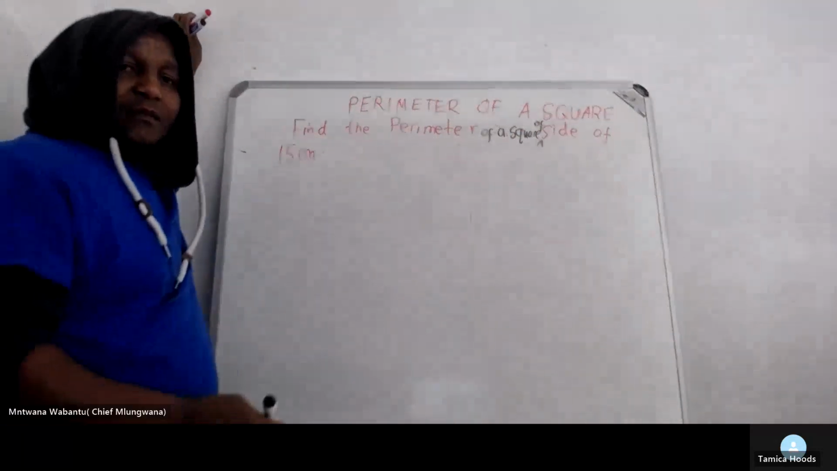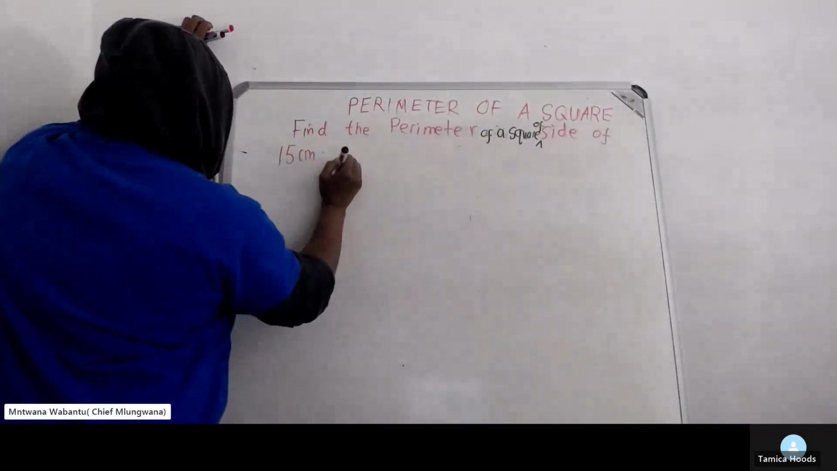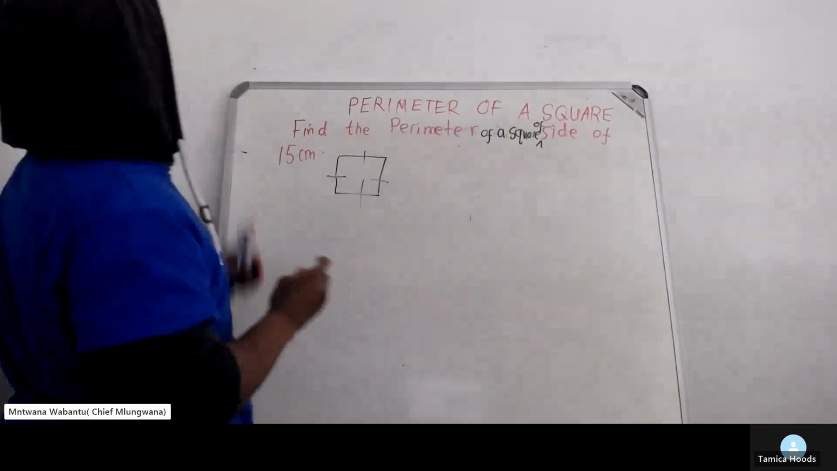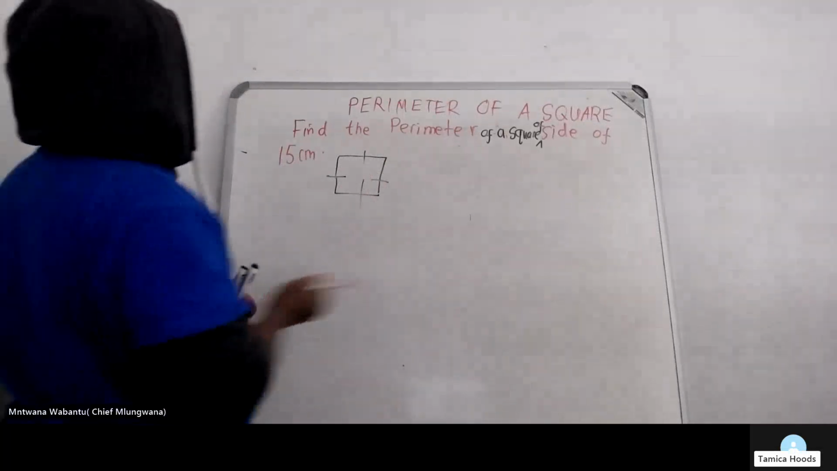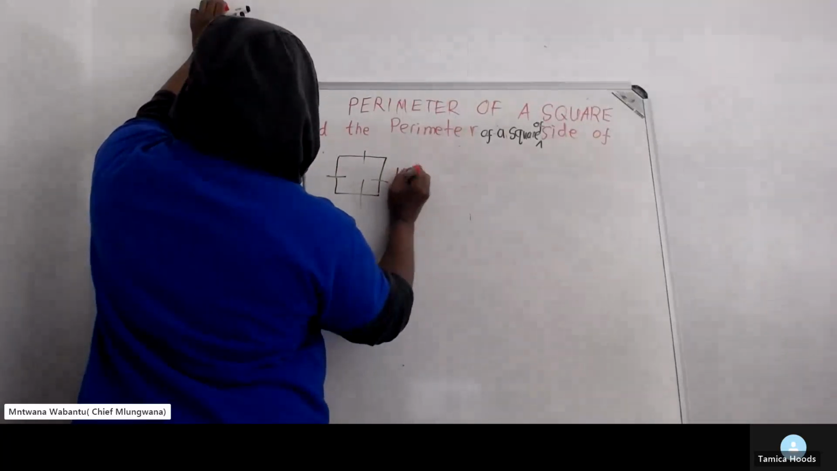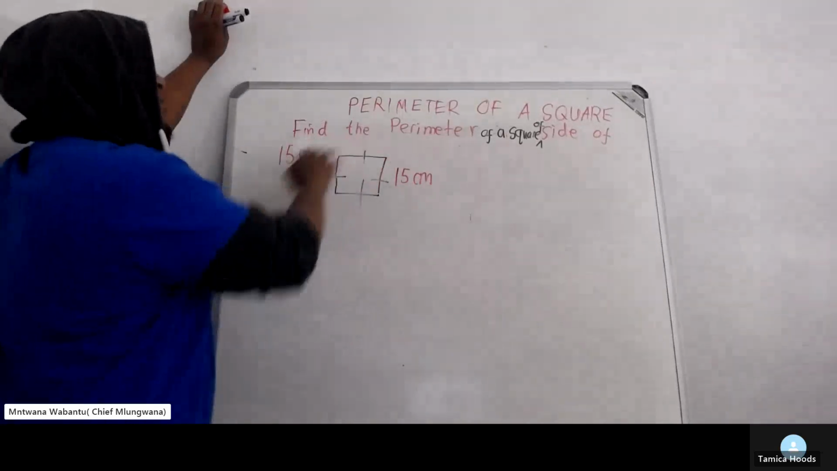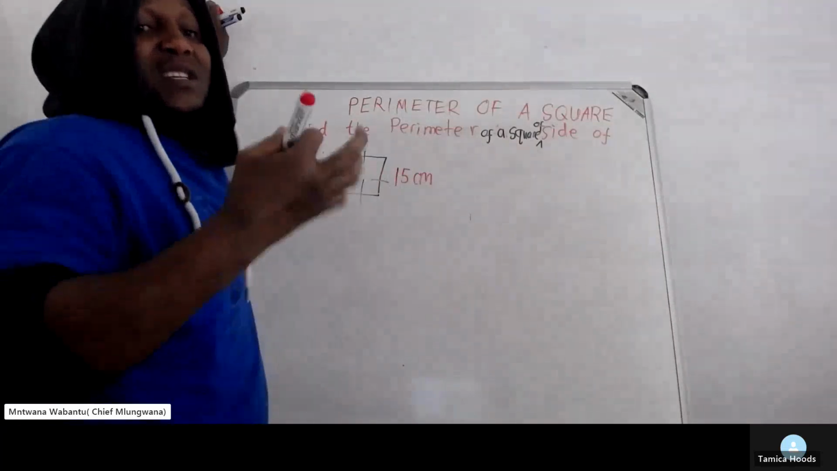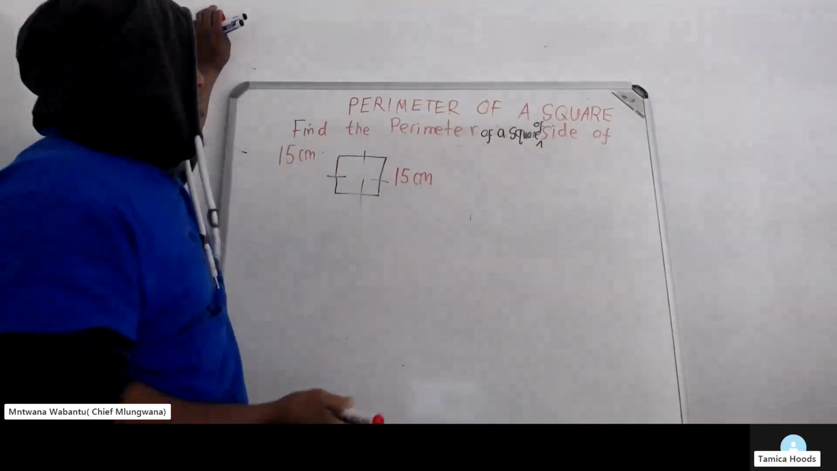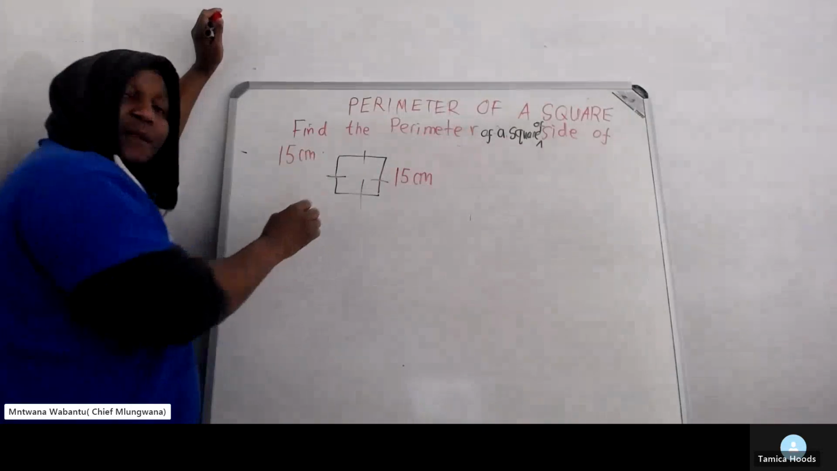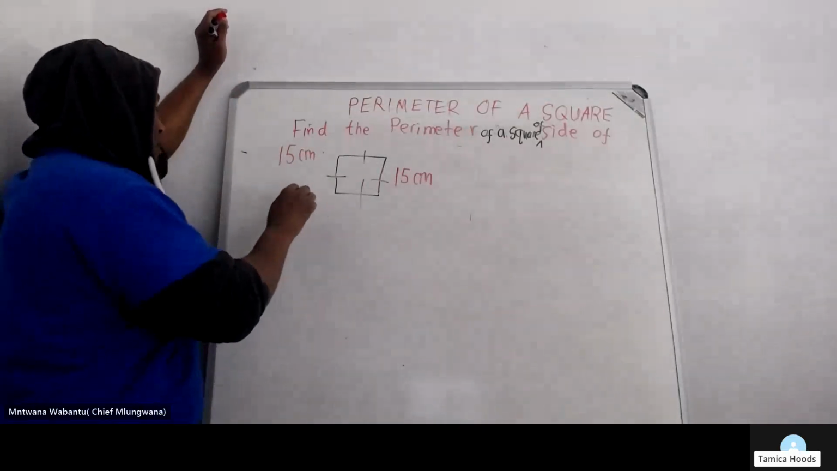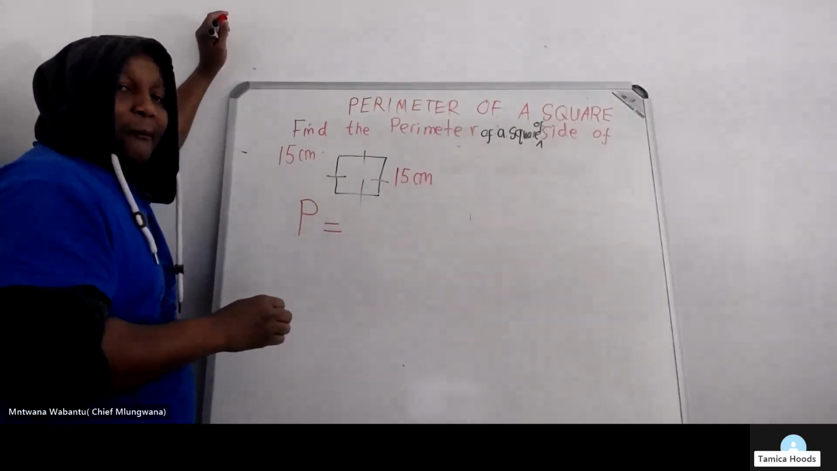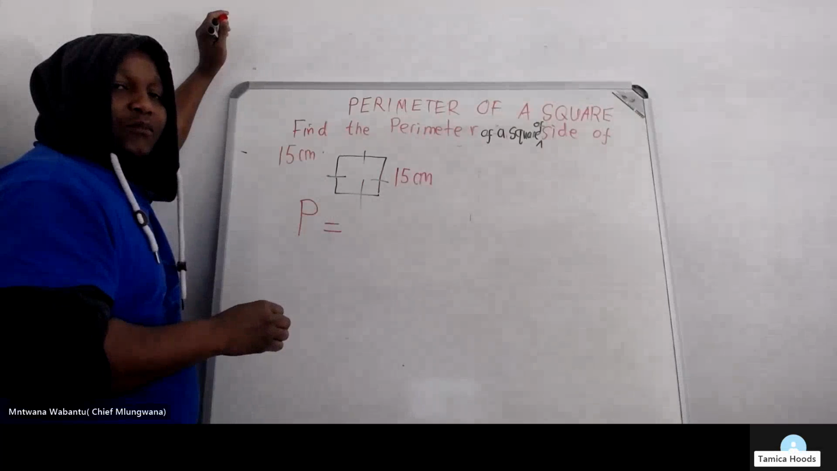How are we going to say it? We're going to draw the square. And then we are going to write down the perimeter, which we don't have. So this is 15 centimeters, because they say each side is 15, means 15, 15. But I don't have to write all of them, since it's a square. Now how are we going to say the formula? Then we're going to write down the perimeter equal to, and then our side, which is 15 centimeters.